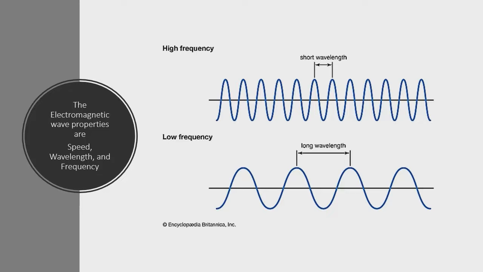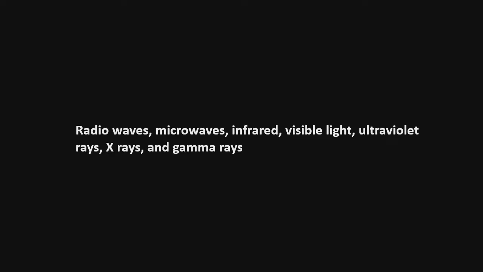Wavelength. This is the distance between identical points, such as two adjacent crests, propagated in space. Finally, frequency. This is the number of waves that pass a fixed point in a given amount of time. The 7 electromagnetic waves are radio waves, microwaves, infrared, visible light, ultraviolet rays, X-rays, and gamma rays.